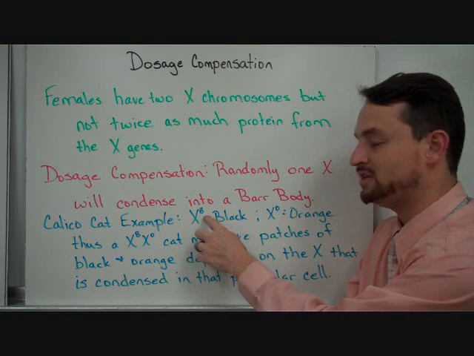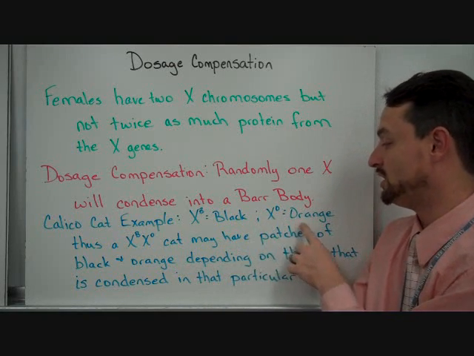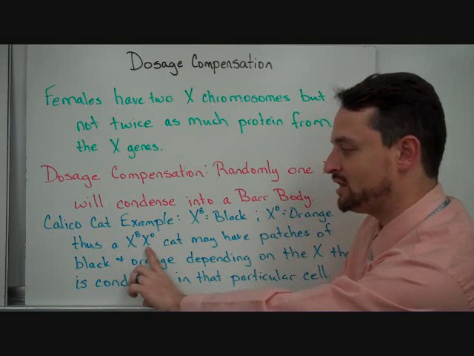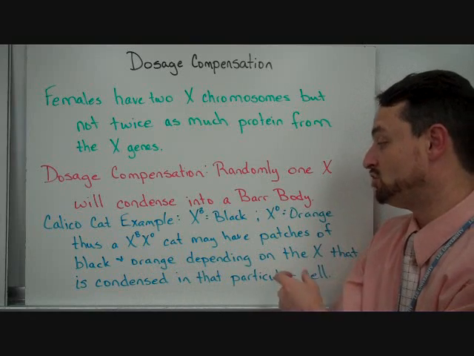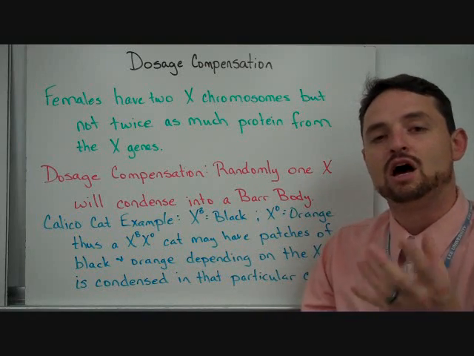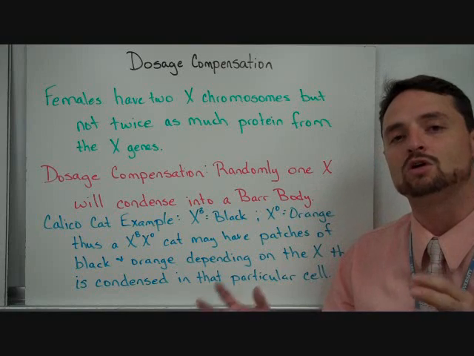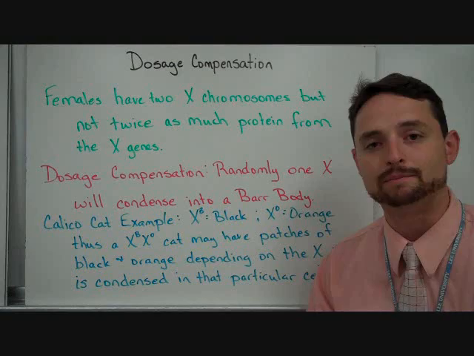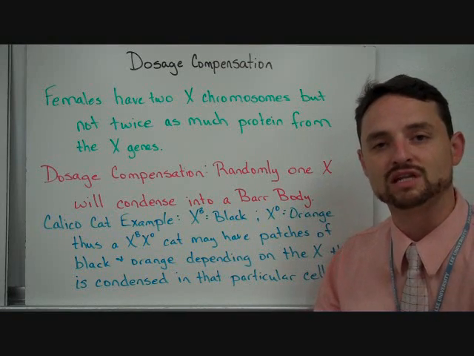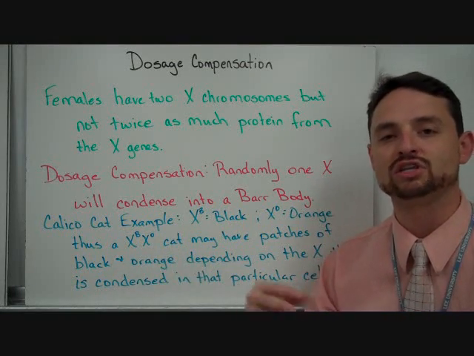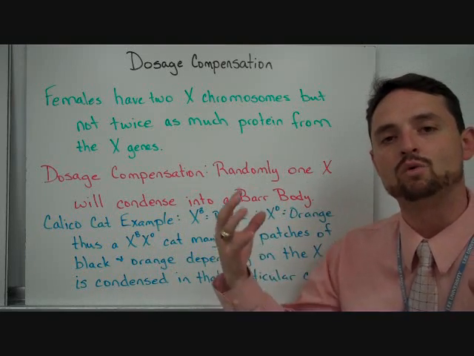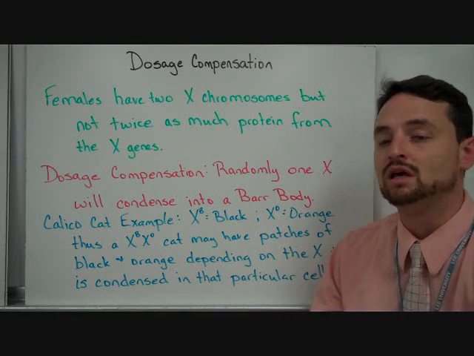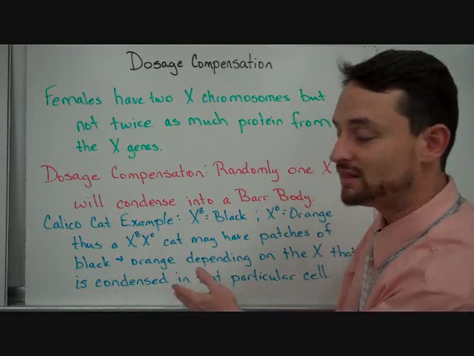As well as then this example here. So the X with the B gene is black. The X with the O gene is orange. So if you get a female cat that has both the black gene and the orange gene, you will have patches on that cat of black and patches of orange, depending on which X condenses. Every cell in the body doesn't have to be the same. They can actually be different. You can have some cells that have the black gene expressed, other cells that have the orange gene expressed, depending on which X is condensed. And we see this in all female species of mammals, but it's just most prevalent right there in the calico cat.